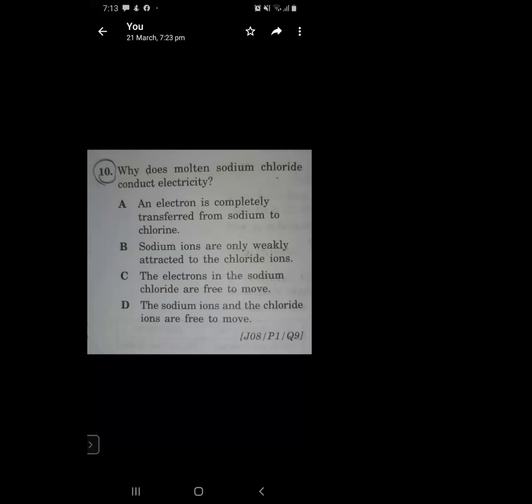Molten, but not the electrons. They are the ions which are free to move, not electrons. The sodium ions and the chloride ions are free to move. Yes, D is the correct option. Sodium ions and the chloride ions are free to move.